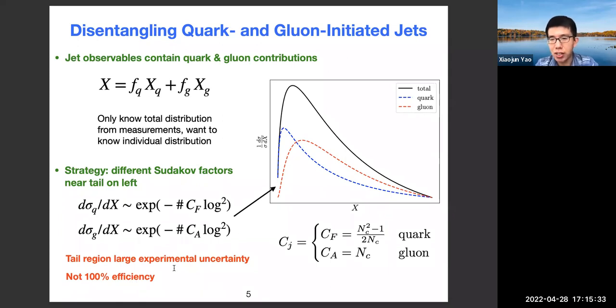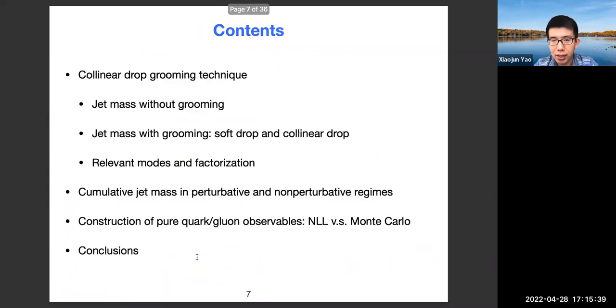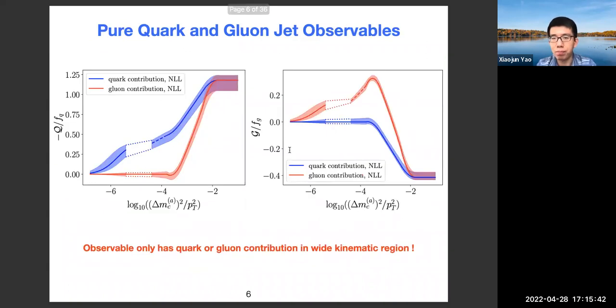That motivates us to think about a different way to construct pure quark or pure gluon observables. Here is what we can do in this talk. I will give a preview of the final results, then I will explain how we construct these observables. Here Q is a pure quark observable, and G is a pure gluon observable. We construct them using jet mass observables. The x-axis here is the jet mass in log scale divided by the pT.